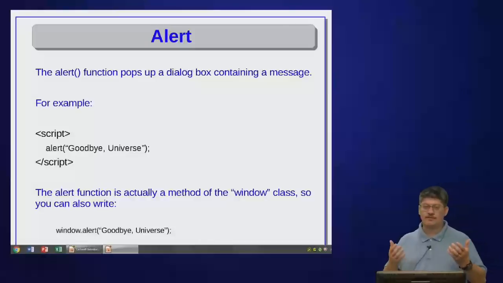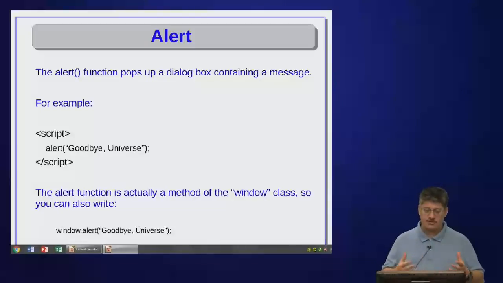So first of all, a little bit more about the alert function. The alert function pops up a dialog box that contains a message. For example, if I have my script tags, I can put the function alert, and inside my parentheses, put the string "goodbye universe". And it turns out the alert function is actually a method of a class.